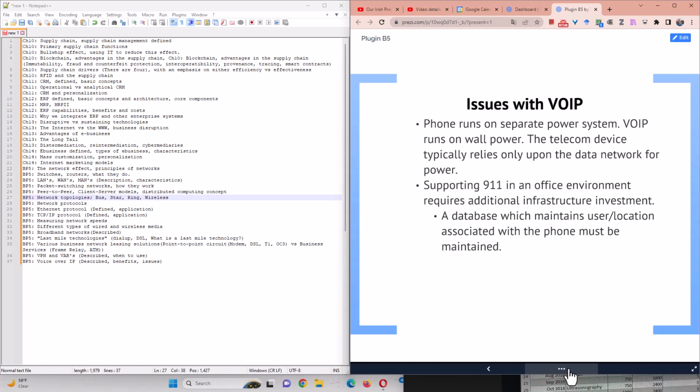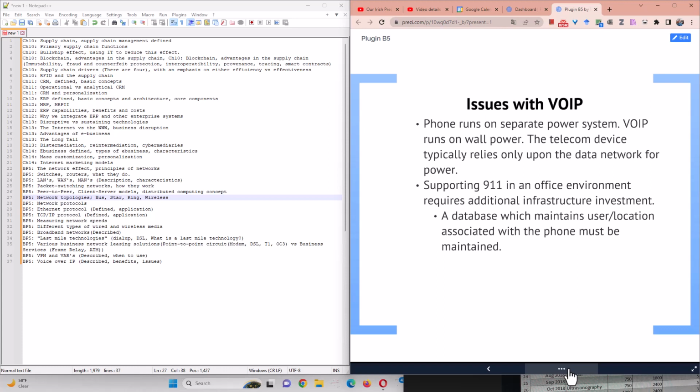There are some issues with voice over IP. Mainly, you have to have backup power, just like you do for your data network, because it's not like the phone system, which has its own backup power source.